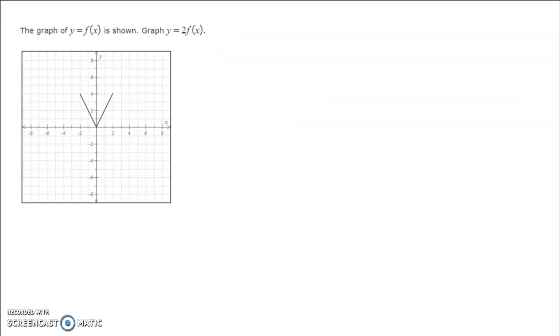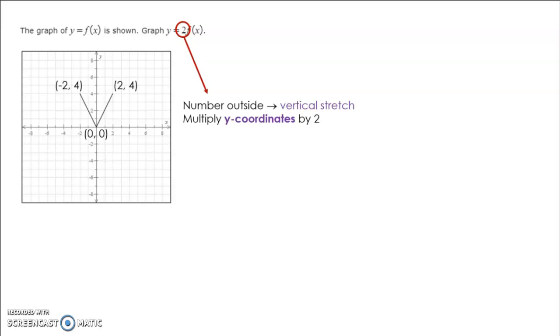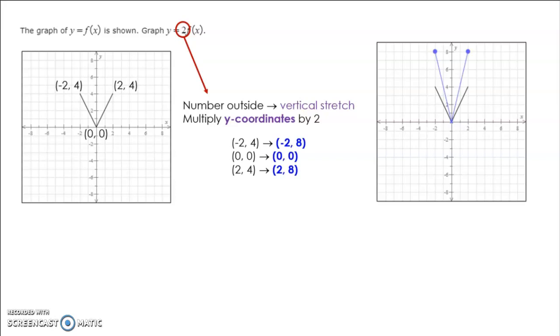Next, here, instead of a flip, we have something else going on. But first, let's find our ordered pairs. Now, we have a 2 out front, and if there's a number outside, it's a vertical, and it's a stretch because that number is greater than 1. And vertical, remember, is going to result in us dealing with the y coordinates, and here we're going to multiply the y coordinates by 2. So -2, 4 becomes -2, 8. We're not doing anything to the x coordinates, and then we just continue. Our origin doesn't change. There's our third point, and we just plot our points.